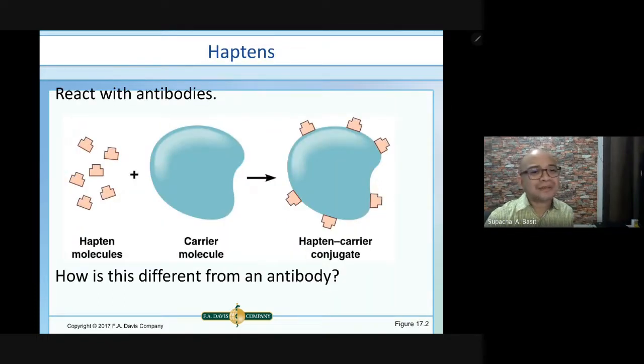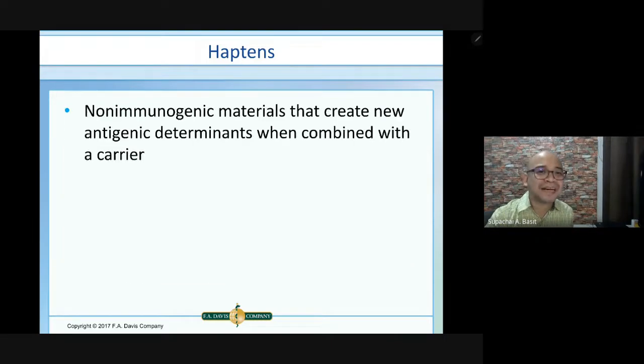Okay, so a while ago, I was telling you that if the antigen is less than 10,000 daltons, we do not call it an antigen, but we simply call it a hapten. And a hapten, in order to elicit an immune response, would need a carrier. A combination of hapten and carrier molecule is called a hapten-carrier conjugate. Therefore, a hapten is a non-immunogenic material that creates new antigenic determinants, particularly when combined with a carrier.